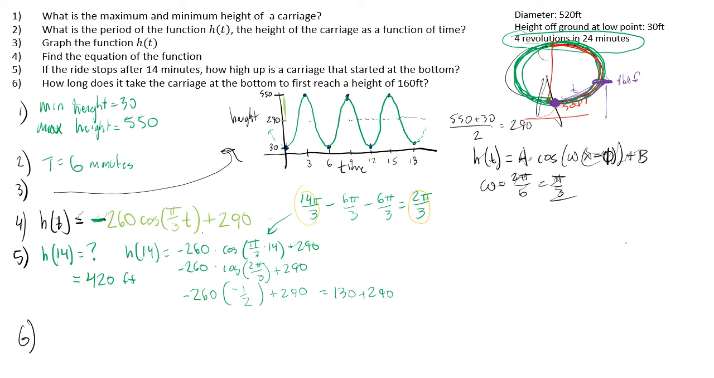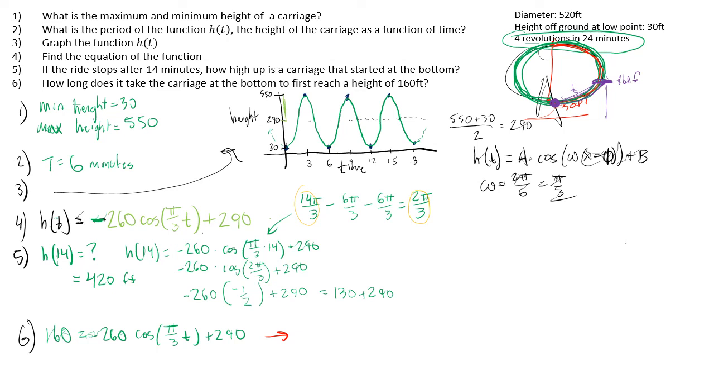So we can do that too, because that means the height as a function of time is equal to 160. So we set this function equal to 160. We say 160 is equal to negative 260 cosine of pi over 3 t plus 290. And we're going to be trying to solve this for t, which is something a little bit different. But we can do simple algebra here. If we subtract 290 from both sides, excuse me for not writing that underneath, I'm kind of out of space.